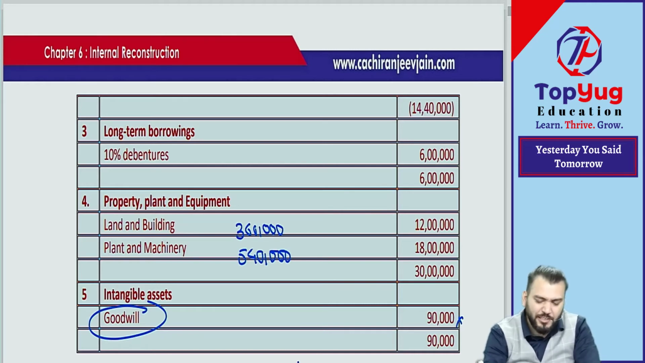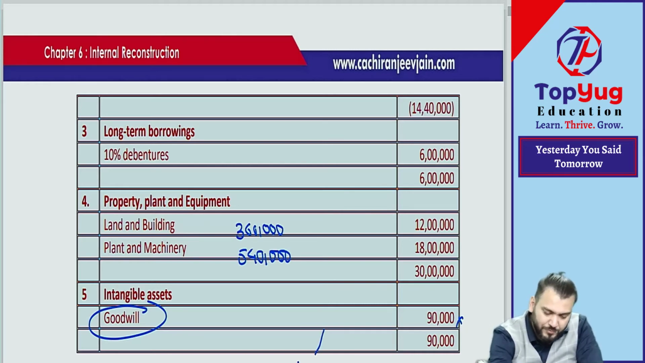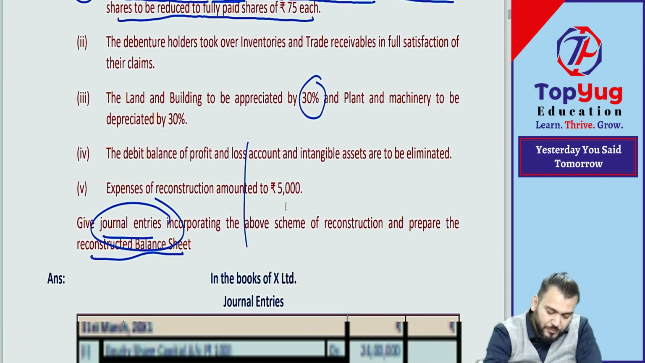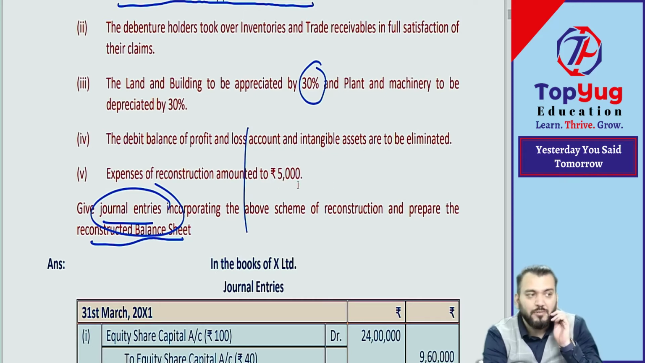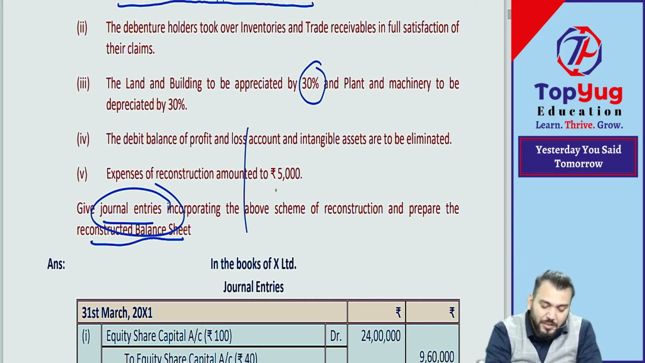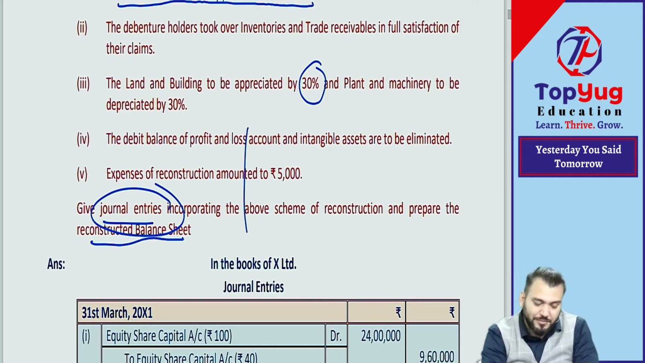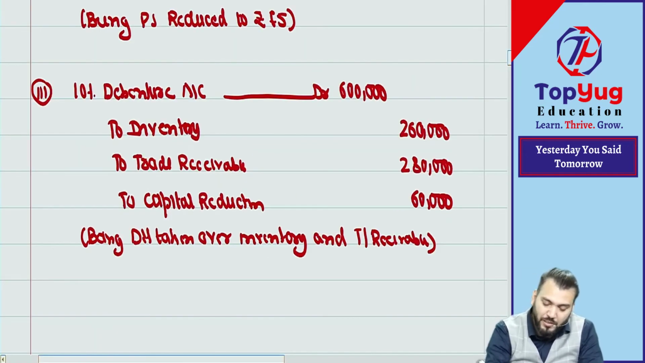We'll pass one journal entry for this. Let us read the entire point first. You can see land and building appreciated, plant depreciated. The debit balance of P&L account and intangible assets are to be eliminated. Already I have said, even if the question is silent, we'll do that for goodwill and debit balance of P&L account. Expense of reconstruction amounted to rupees 5,000. Pass journal entry.